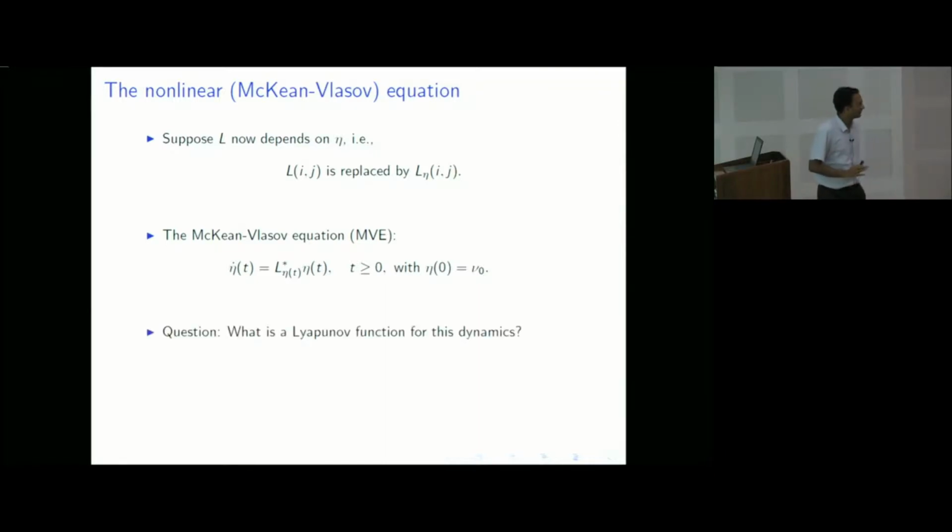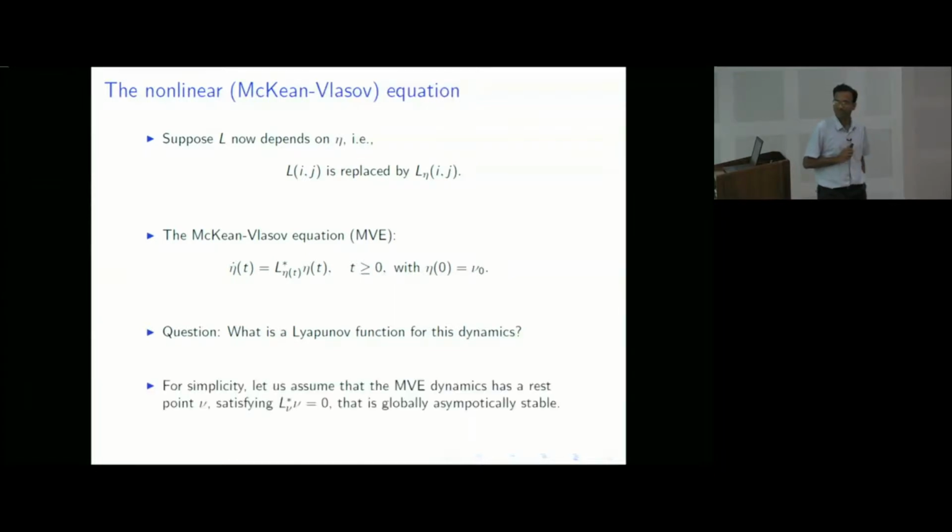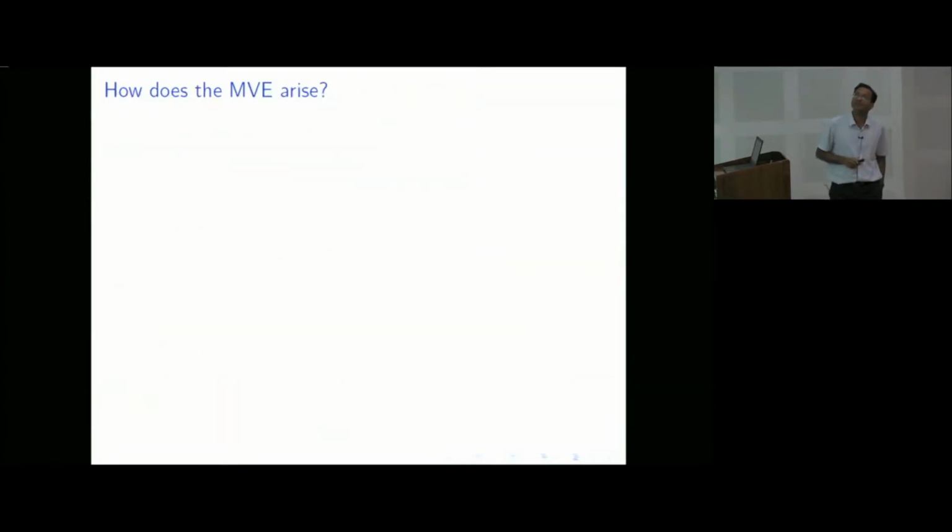Now, the question that we were after is, what is a Lyapunov function for this dynamics? For simplicity, let's assume that this dynamics is such that it has a rest point. The rest point is something that will satisfy this equation. But this rest point, let's assume, is also globally asymptotically stable for the moment. We then know that there is a Lyapunov function. Let's identify an explicit one. How does this McKean-Vlasov equation arise in exactly the way that Professor Borkar spoke about? Let's say that there are n interacting particles.